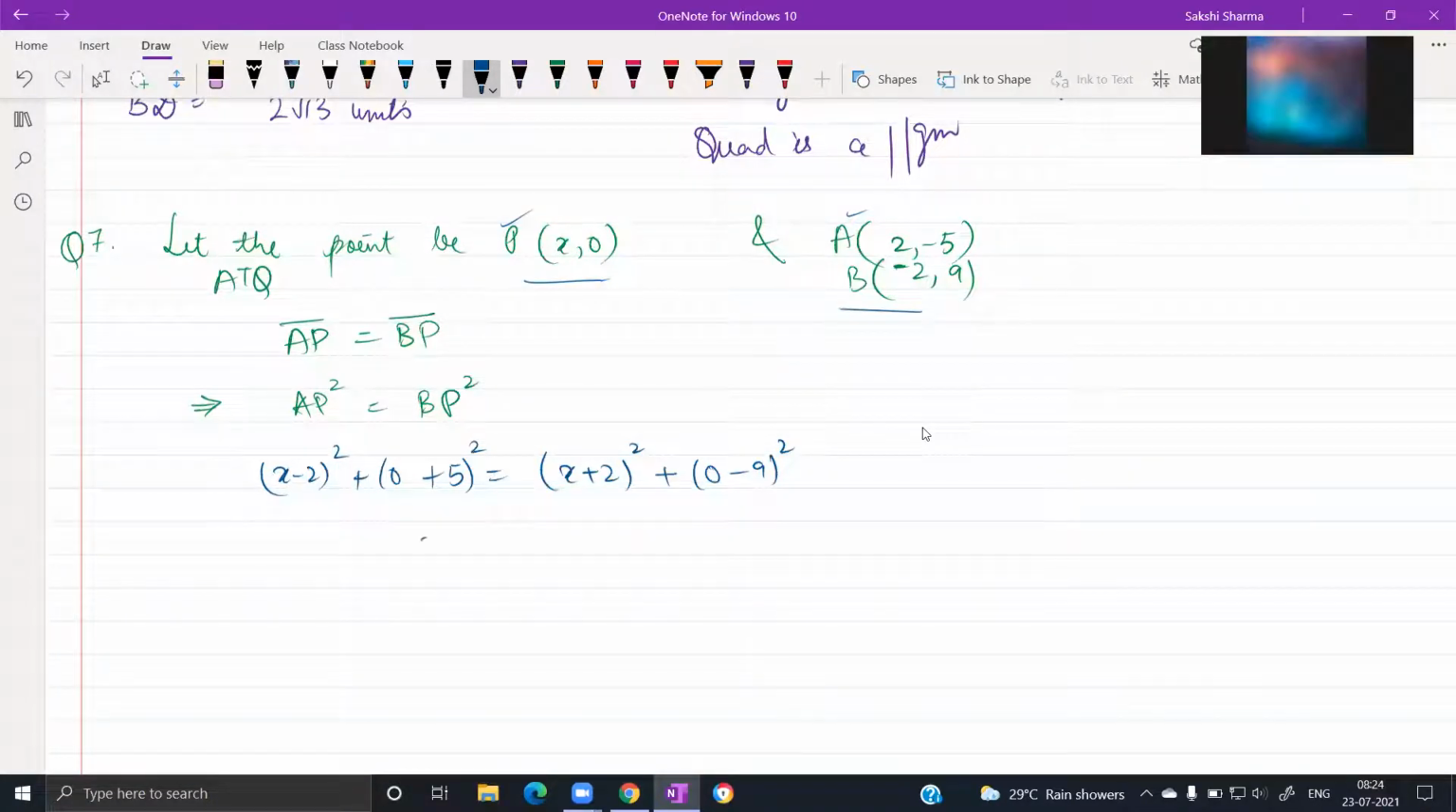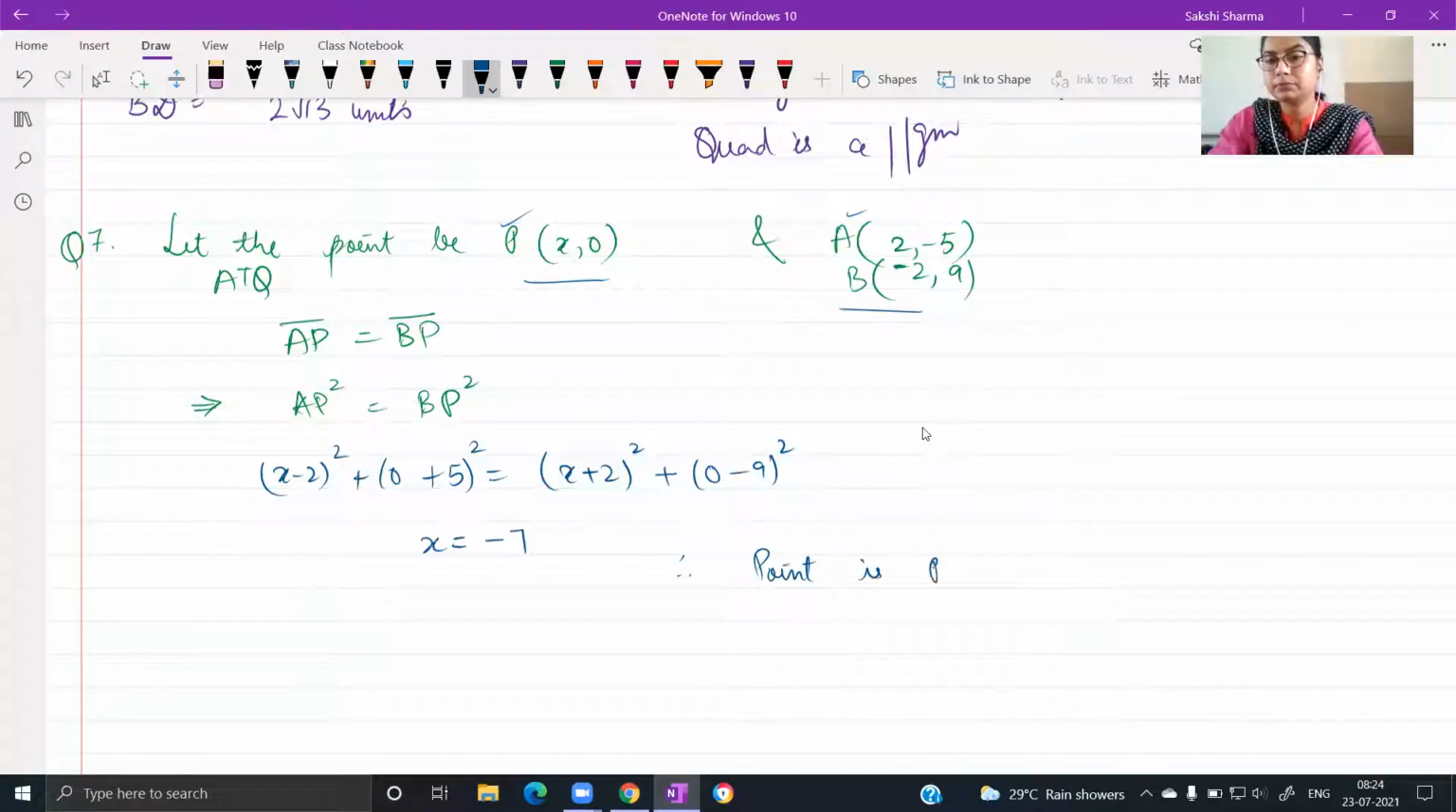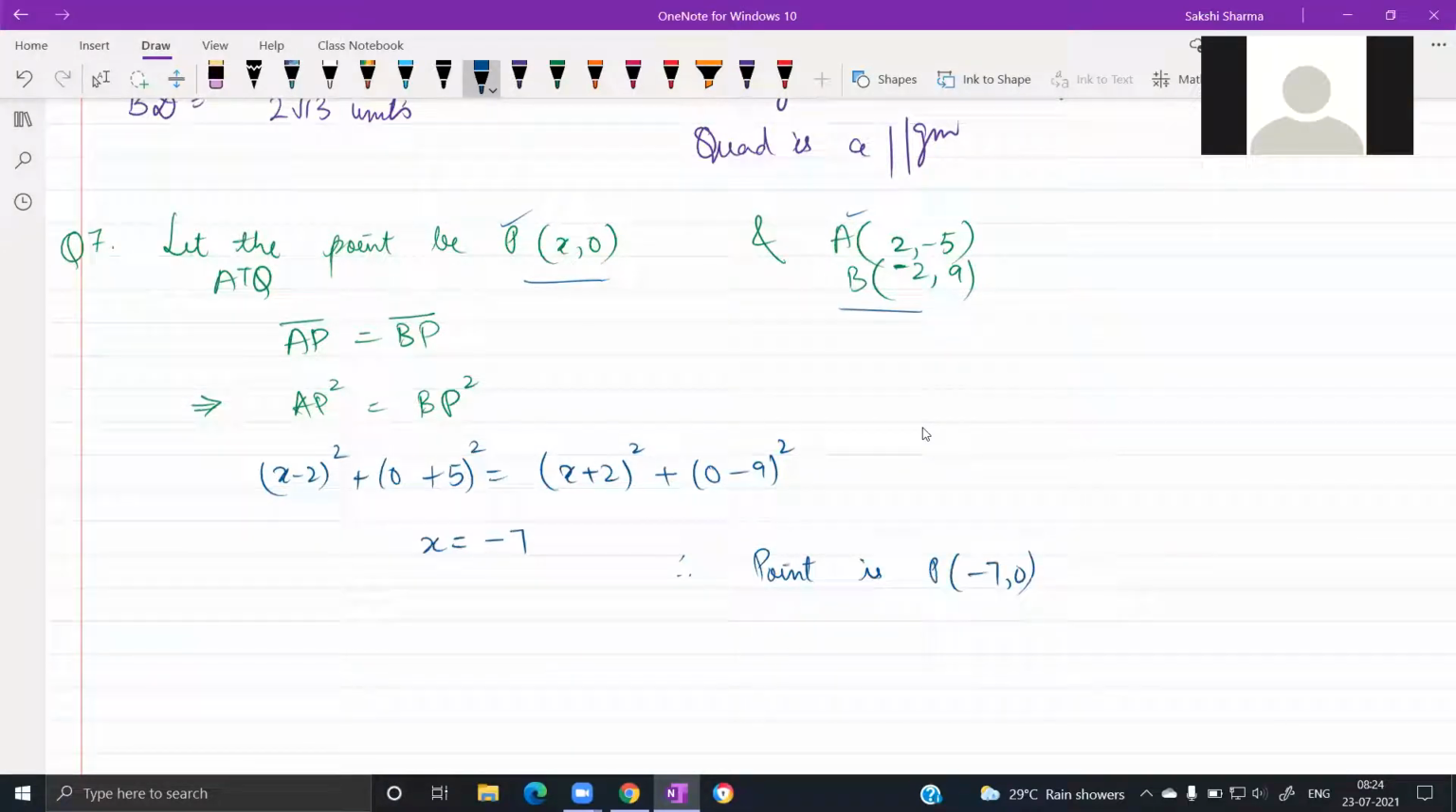X is equal to -7. Therefore, the point is -7, 0.